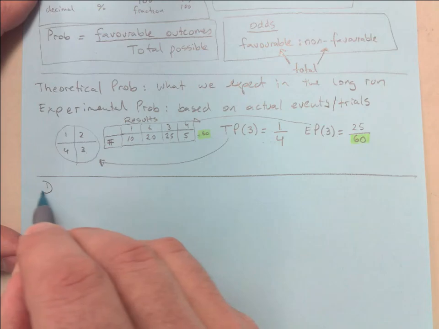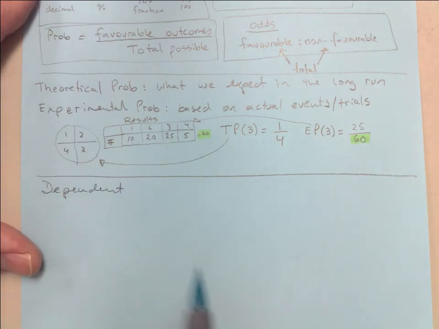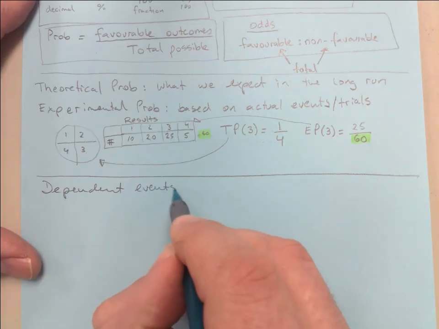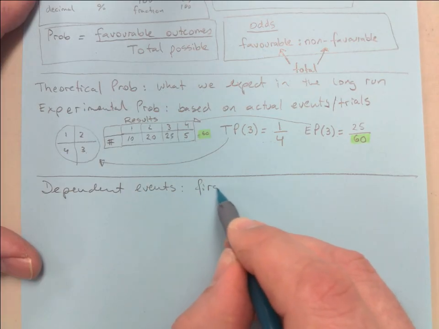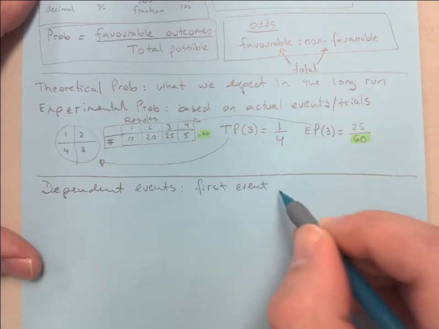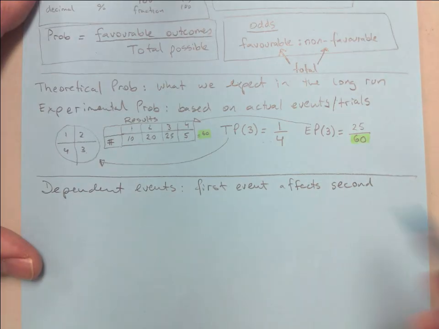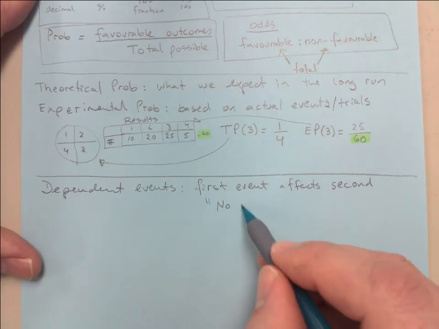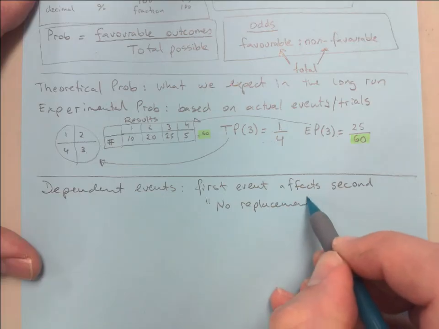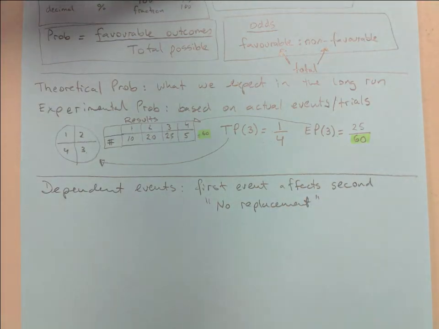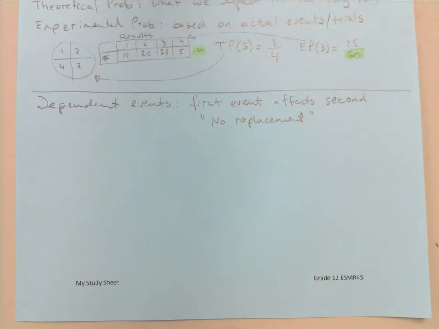Then there is dependent events. First event affects second. Keyword is no replacement. So how many do we, 3, 6, 9, 12, 4. So we've got 23 students, more or less, I think so. Let's say I'm making groups up here.